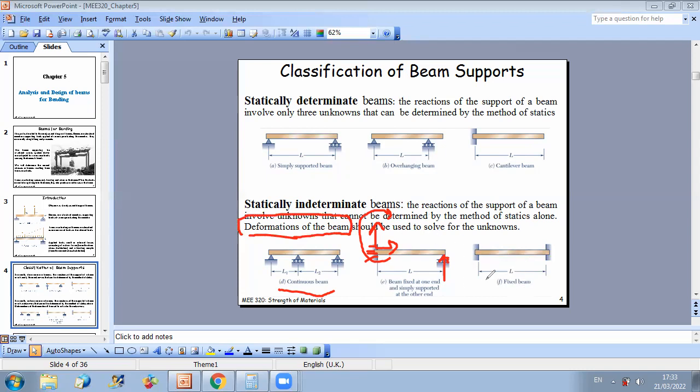Finally, the most complex scenario is a beam fixed at the two ends. So you will have three unknowns from this part and three unknowns from this part. So you have to write six equations to solve for your six unknowns.